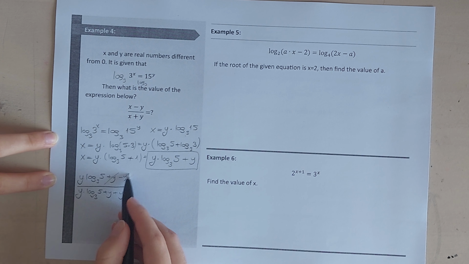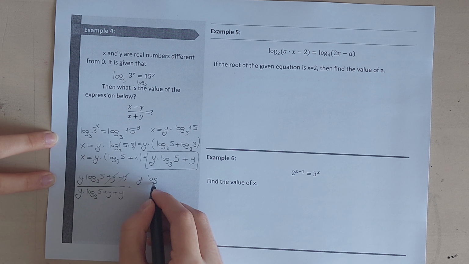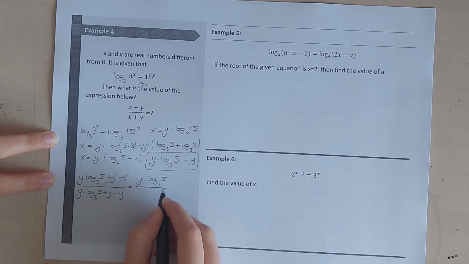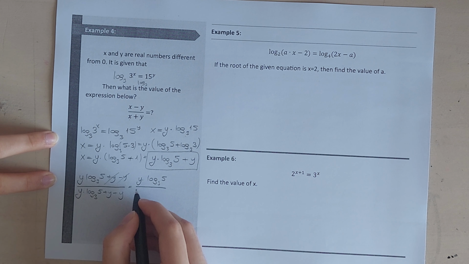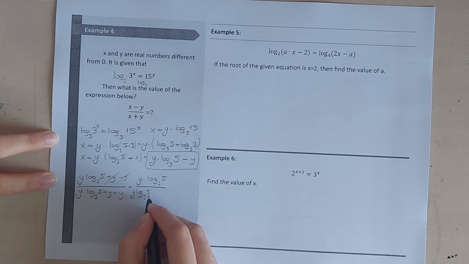And plus y and minus y just cancel each other. I am left with y times logarithm of 5 to the base of 3 over, here I have y times logarithm of 5 to the base of 3 plus 2y. I have 2y here.